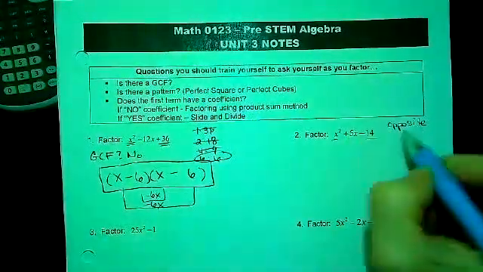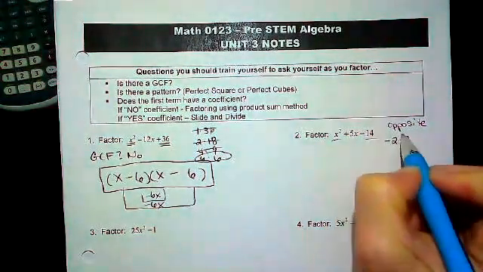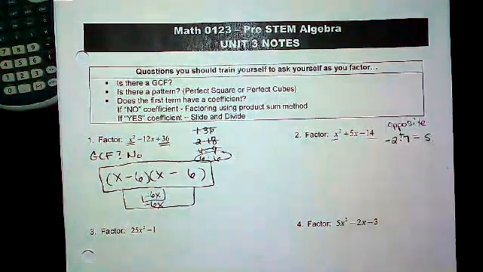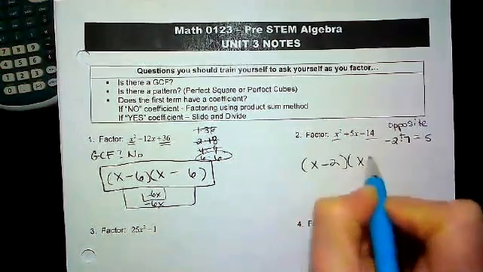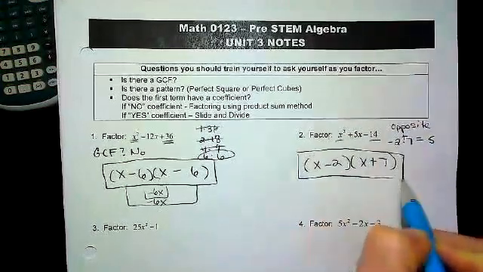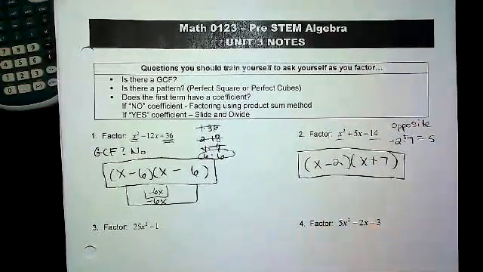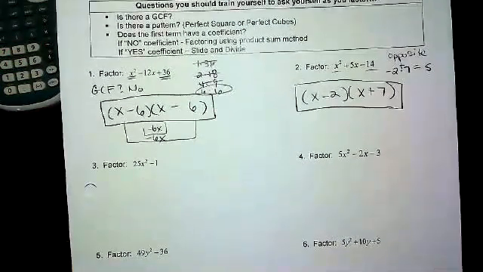Paying attention to that, if I take 2 times 7, I could get 14. If I had a negative 2 and a positive 7, I would get positive 5. So we have x minus 2 and x plus 7. And I'm not going to be as detailed as my normal lecture videos. This is just an overview to help you with the steps that you should do when factoring.